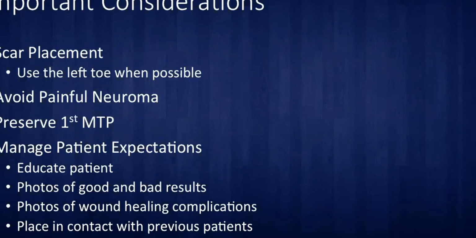Avoid painful neuromas by dissecting those nerves back to an area where they're not going to be on the weight-bearing surface of the foot, and preserve the first MTP joint so you don't affect their gait. And again, that's done by leaving a minimum of 1 centimeter of the proximal phalanx.